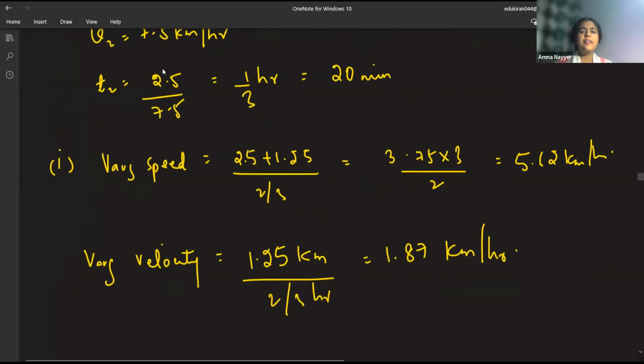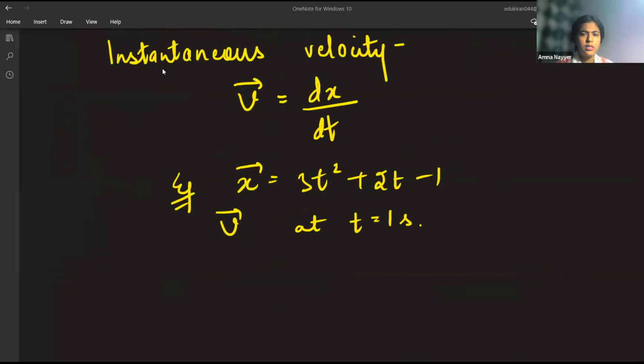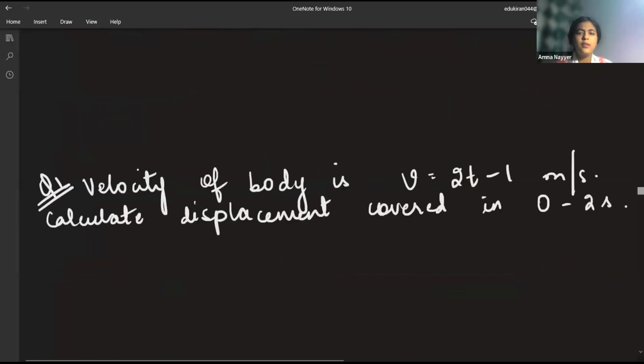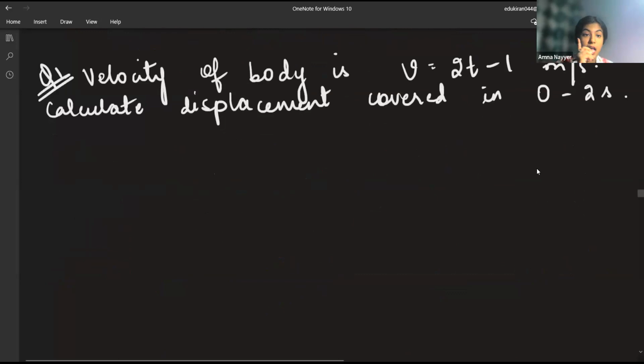Class, in the same way you calculate instantaneous velocity as well. Like this question we have seen in case of speed, same thing. This would be the same. See, it says that velocity of a body is given as 2t minus 1, distance covered in 0 to 2 seconds. Displacement covered in 0 to 2 seconds.